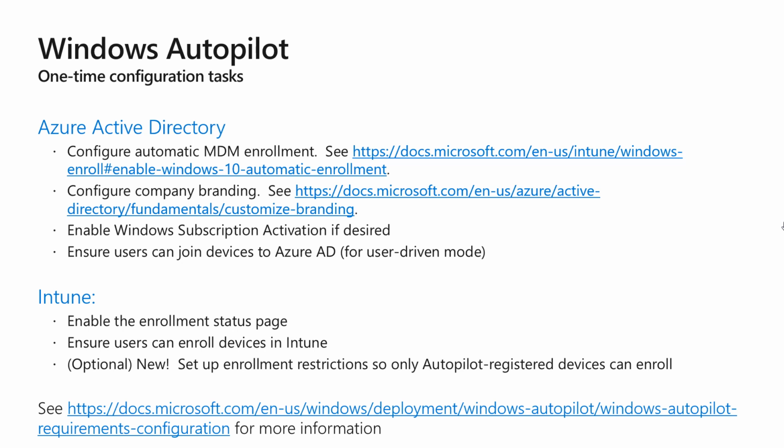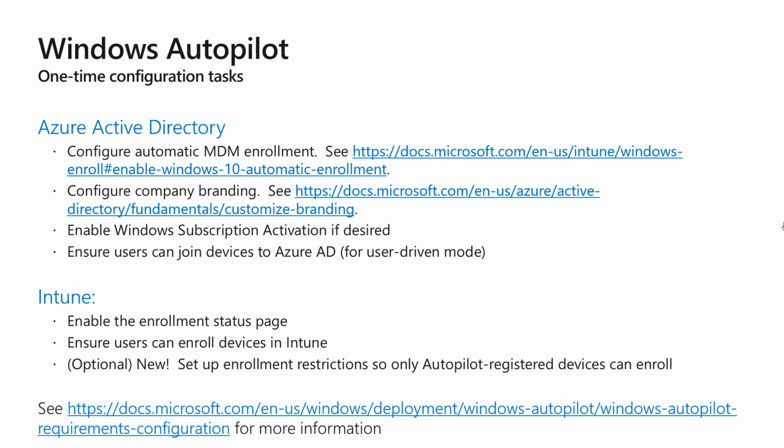You can configure company branding, like upload your company logo. You can provide some helpful information for the end user, like if you have some problems, please contact this phone number. And you need to be sure that users can join devices to Azure Active Directory.